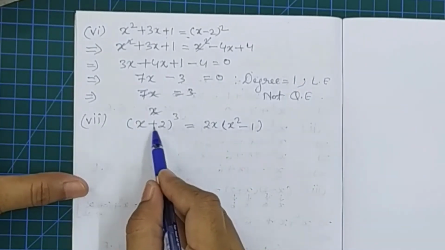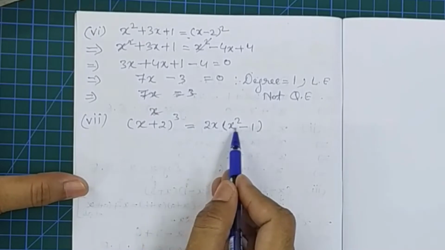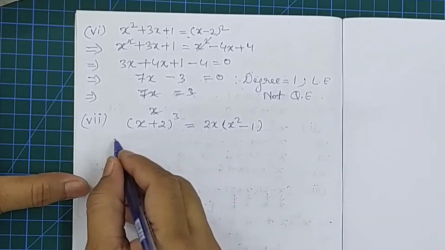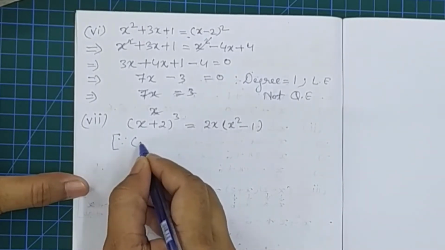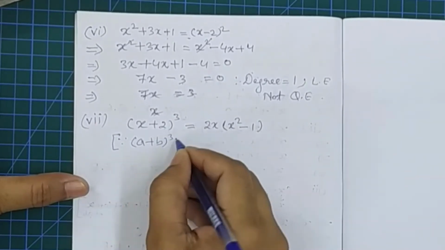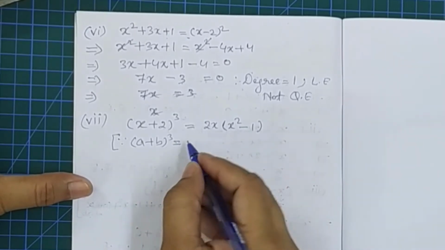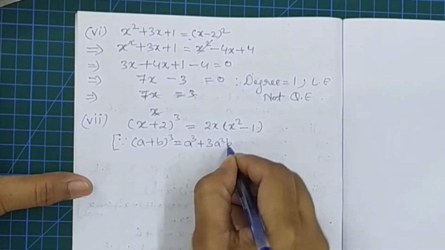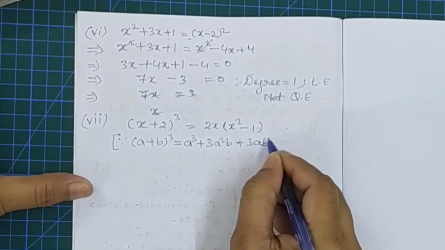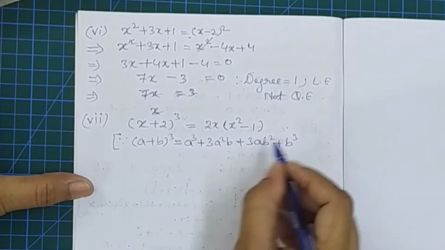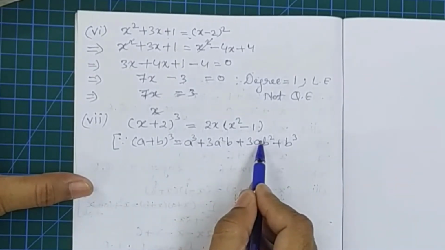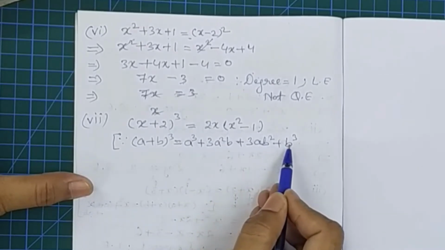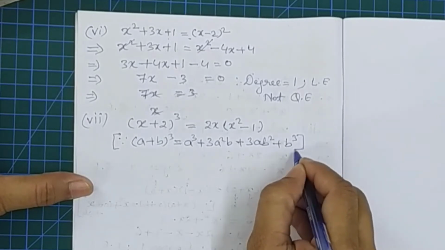Now the next expression is x plus 2 whole cube is equal to 2x times x square minus 1. Left side is in the form of a plus b whole cube expansion. So we are going to use the expression a plus b whole cube, which will have in its expansion 4 terms. So a cube plus 3a square b plus 3a b square plus b cube. Means a cube, a square, single a, to the power 0, b to the power 0, b to the power 1, b square, b cube. So this is how the expansions proceed.